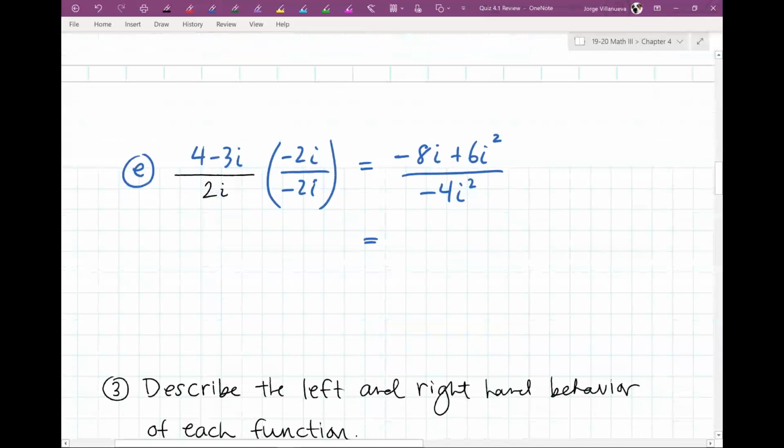Okay, now 6i squared, remember, i squared makes it negative, so that positive 6i squared becomes a negative 6. So let me rewrite this. Negative 6 minus 8i over, what happens on the bottom? It's a positive 4, and you're done. Okay? So that's all you have to do.